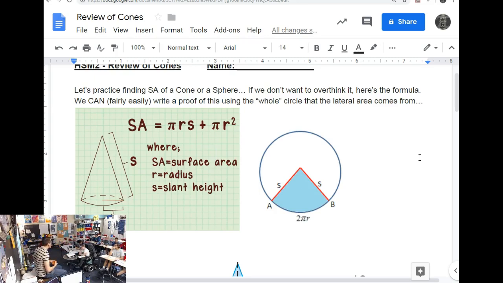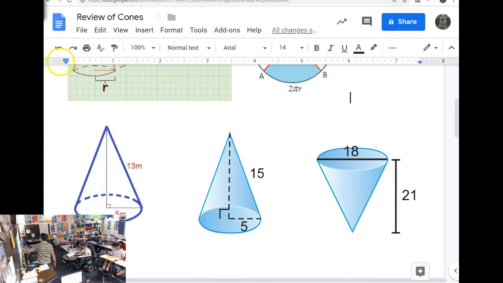So the formula for this, though, is pretty straightforward. Pi r s plus pi r squared, where s is the slant height. Now, the dangerous thing about this is when we deal with the volume, we're using the actual height. When we're finding the area, we're using the slant height. So I have a variety of problems here that we want to review and make sure that we can get right.